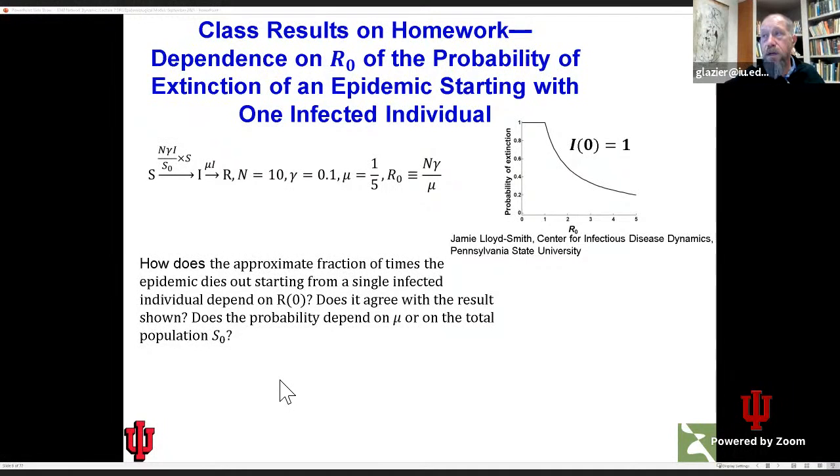However, you still would expect the shape of the curve to be similar. You know that if R naught is less than 1, you're guaranteed to die out. If R naught is very large, you expect that the probability of extinction is fairly small, but there should be some curve that connects these. So did anybody do this homework problem? And if so, what did they get?